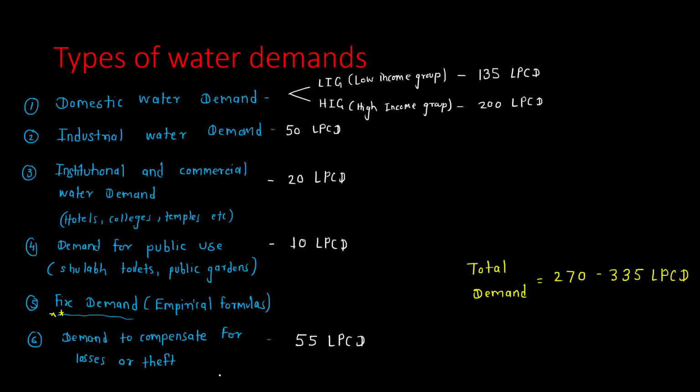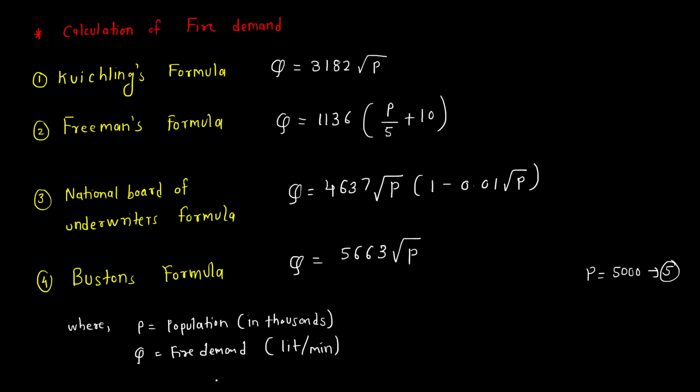Okay, so we have seen the various demands now: domestic, industrial, institutional, demand for public, then fire, and then for losses. Then how to calculate the fire demand, that also we have seen here. Now other than this, there are certain other values which if you are interested you can remember. So for offices, you can take the value between 45 to 90 LPCD. Then for schools also 45 to 90 LPCD.